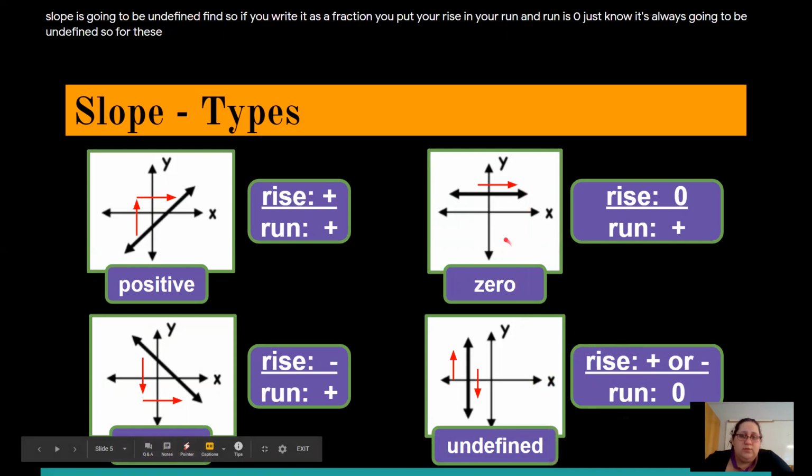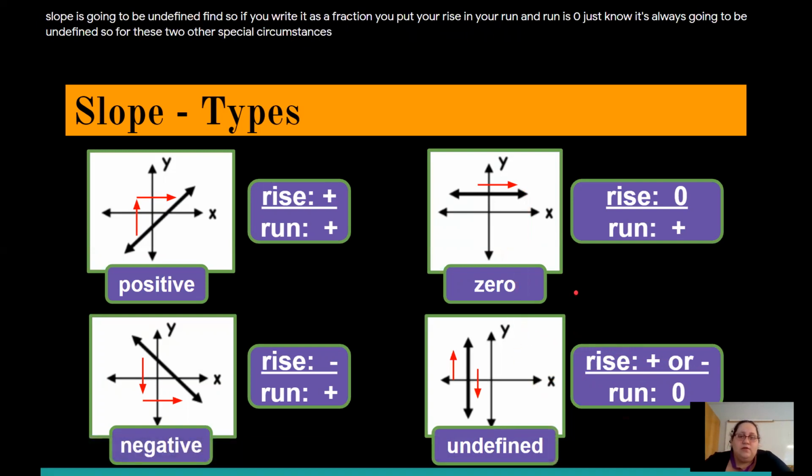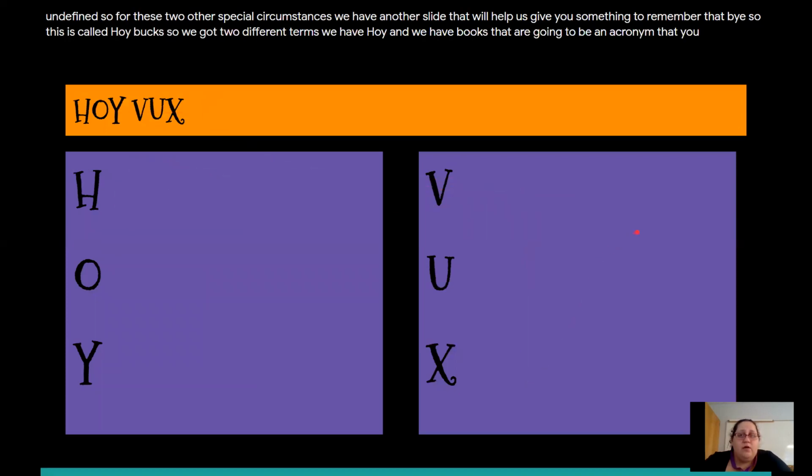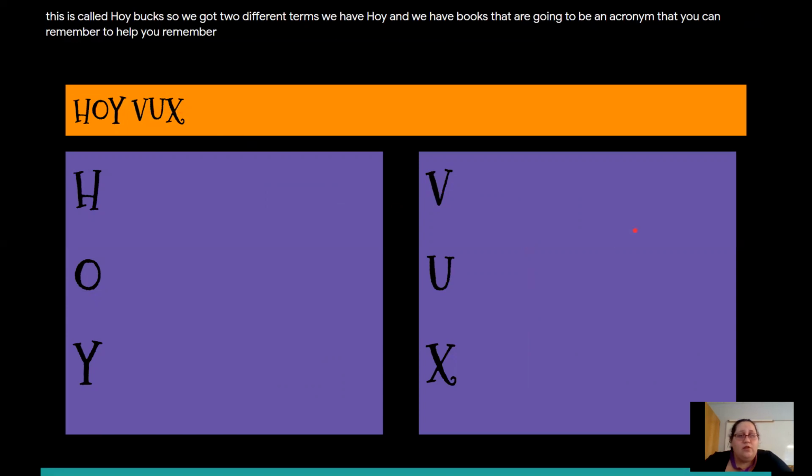So for these two special circumstances, we have another slide that will give you something to remember them by. This is called HOY VUX. We have two different terms, HOY and VUX, that are going to be an acronym that you can remember to help you remember which slope is going to be what and what the equation looks like when you see it.